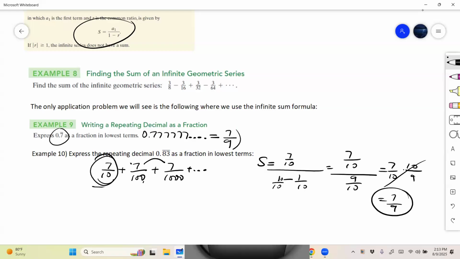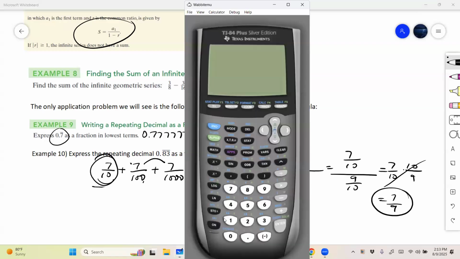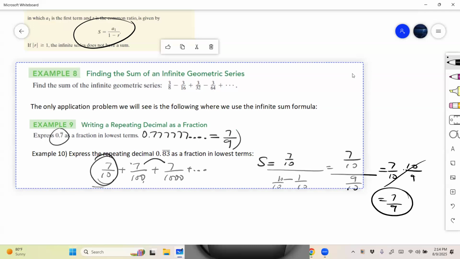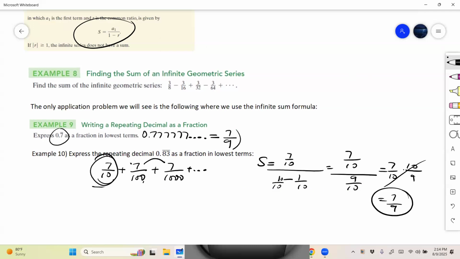Now, you cannot write this as a decimal, right? Because the calculator is going to stop after a while. Right? So 7 divided by 9, right? Now, it gives you 0.777 and 8, but you know that it doesn't stop at 8. It goes on forever. So we cannot represent this as a decimal. It has to be a fraction.